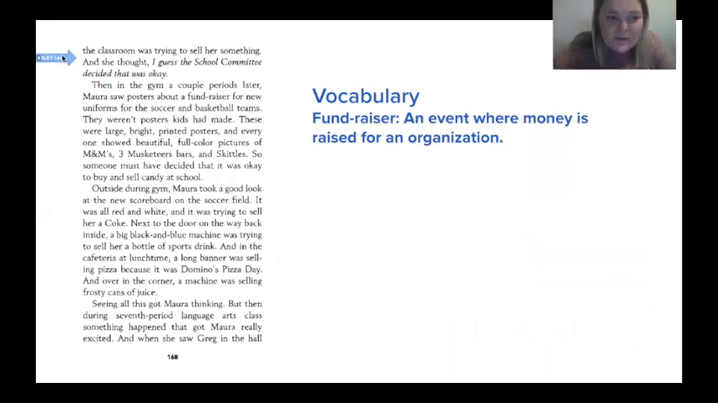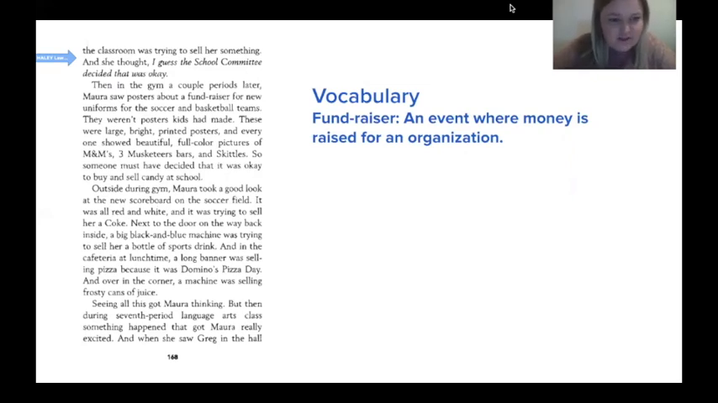The classroom was trying to sell her something. Oh, so they said, some things are okay to sell, some things are not. They're trying to sell her something. The classroom was trying to sell her something, and she thought, I guess the school committee decided that was okay.